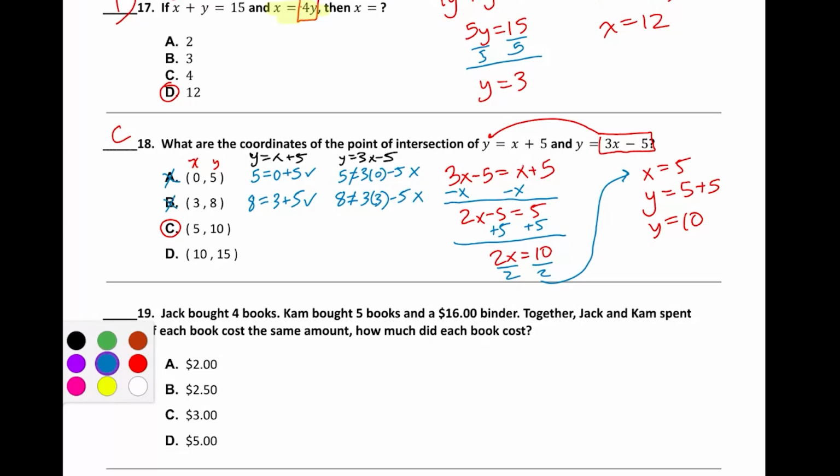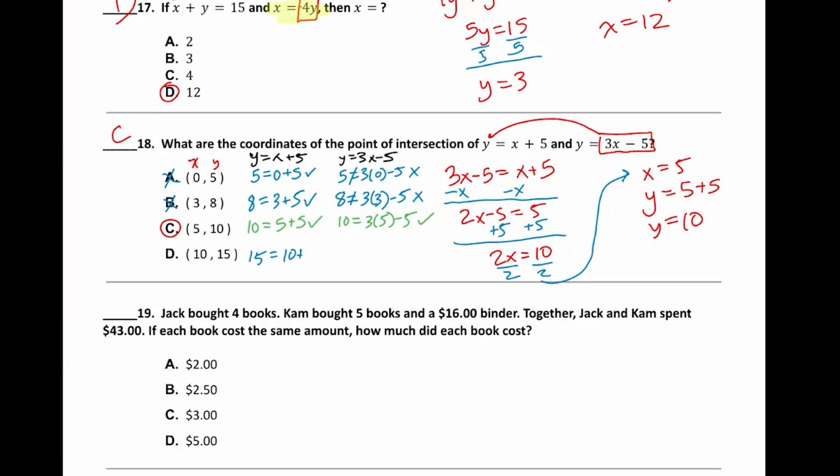With C, we're already pretty sure that's going to be our answer, but just to check that one more time, 10 does equal 5 plus 5, so that checks out. And 10 is equal to 3 times 5 minus 5. 15 minus 5 is 10. So yeah, C is definitely going to be our answer. And you can test the last one as well.